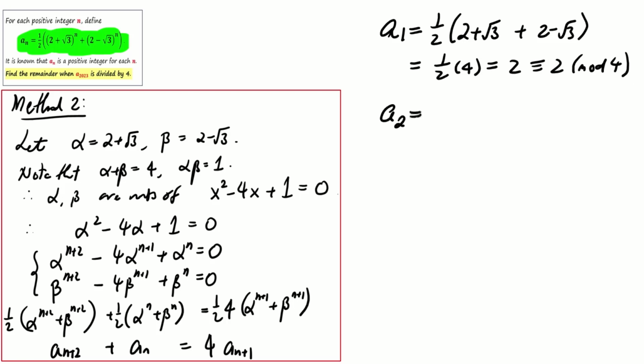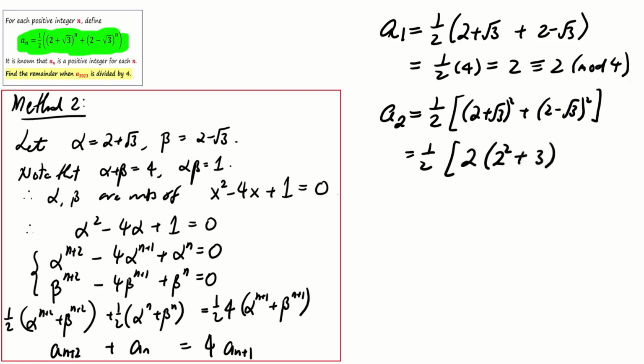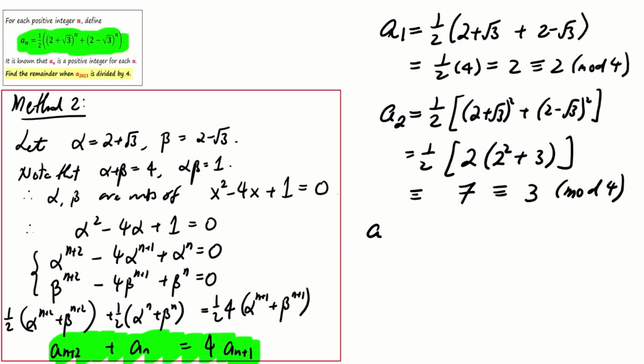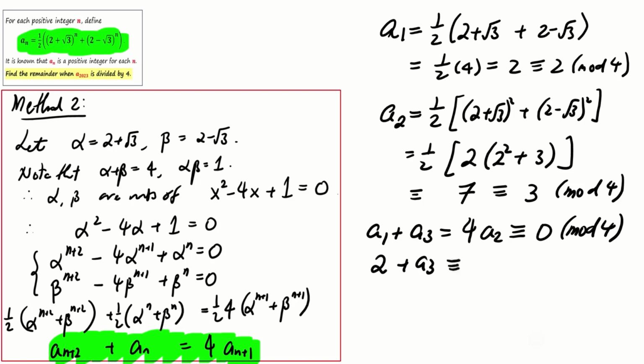For a_2, we will need a little bit of calculation. This is half of (2 plus square root of 3) squared plus (2 minus square root of 3) squared. So this will equal a double of (2 squared plus 3), which equals 7, which is congruent to 3 mod 4. Using this relation, we know that a_1 plus a_3 is equal to 4 a_2, which means that it's congruent to 0 mod 4. Since a_1 is 2 mod 4, we have 2 plus a_3 congruent to 0 mod 4. And therefore a_3 is congruent to negative 2, which is congruent to 2 mod 4.